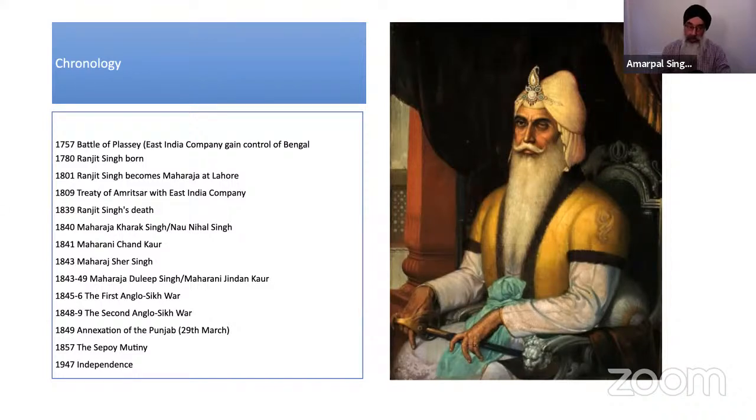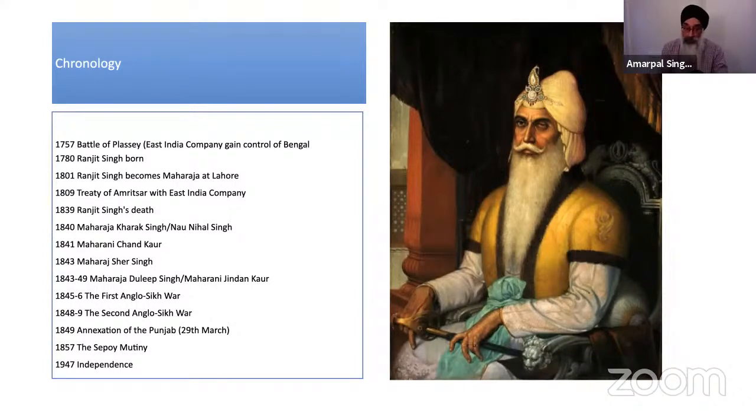In 1809, when he was 29, he signed a treaty with the British, which basically established the Satluj River as the border between the two empires. The treaty was that the British would not expand north of the Satluj, and neither would Ranjit Singh expand to the south. And that's the way it stayed. I'm not sure if Ranjit Singh ever really wanted to be close friends with the British, but that's the way it turned out.